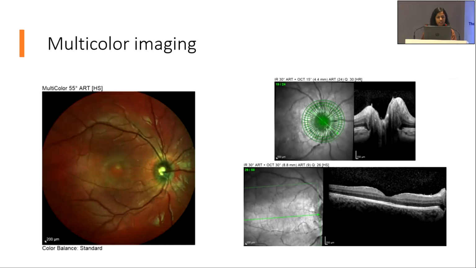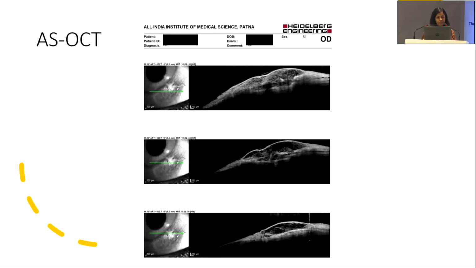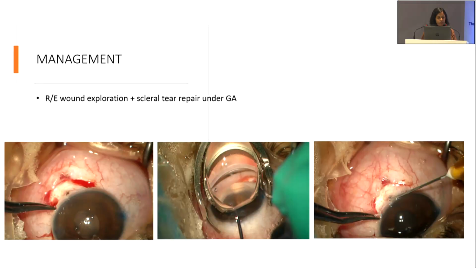On multicolor imaging, we could appreciate the chorioretinal folds, and on OCT disc, we could see disc edema was present in the right eye. On anterior segment AIOS2025, we could appreciate the bleb is formed beneath the limbus, and we could see the scleral integrity is also not there. So we took the patient for wound exploration with scleral tear repair.